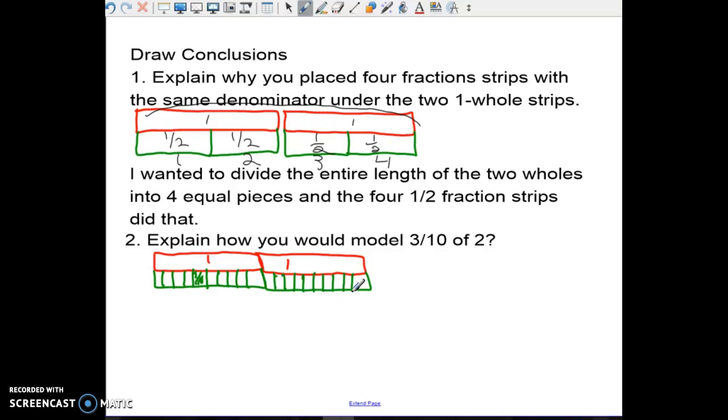Okay, now do we really have 10 parts there? No. So what can we put under there that would give us 10 parts? Well, we have fifths. So we would have to do fifths. And how many fifths would I have? 10, right?